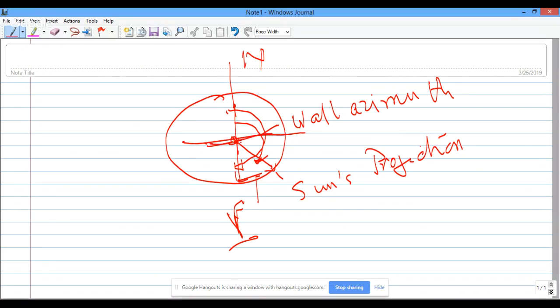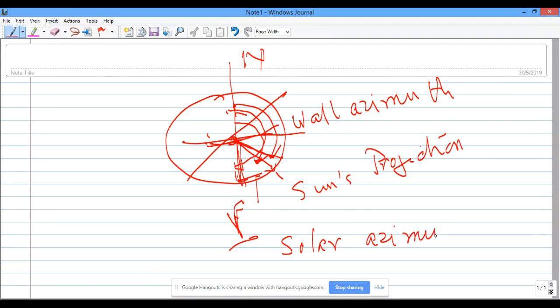If this is your wall, normal to this is this onto the horizontal plane. So from the due north, this is the wall azimuth. If this is your wall, then this should be the normal to the wall. This will be the wall azimuth. Now solar azimuth, there's a formula given.